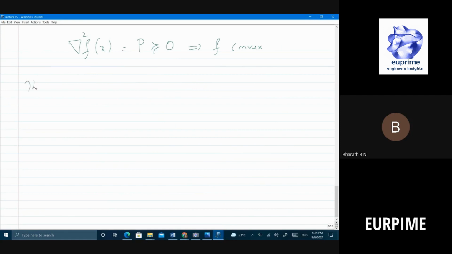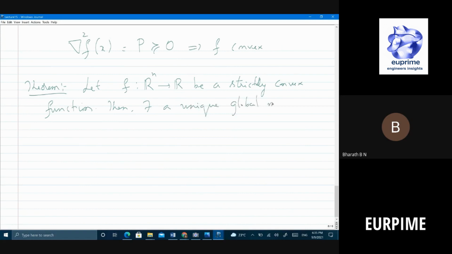So let me write it as a theorem. Let's try and see if we can prove it. I'll do it for maybe a general case. Let f from R^n to R be a strictly convex function. Then there exists a unique global minima. Okay, there exists a unique global minima.